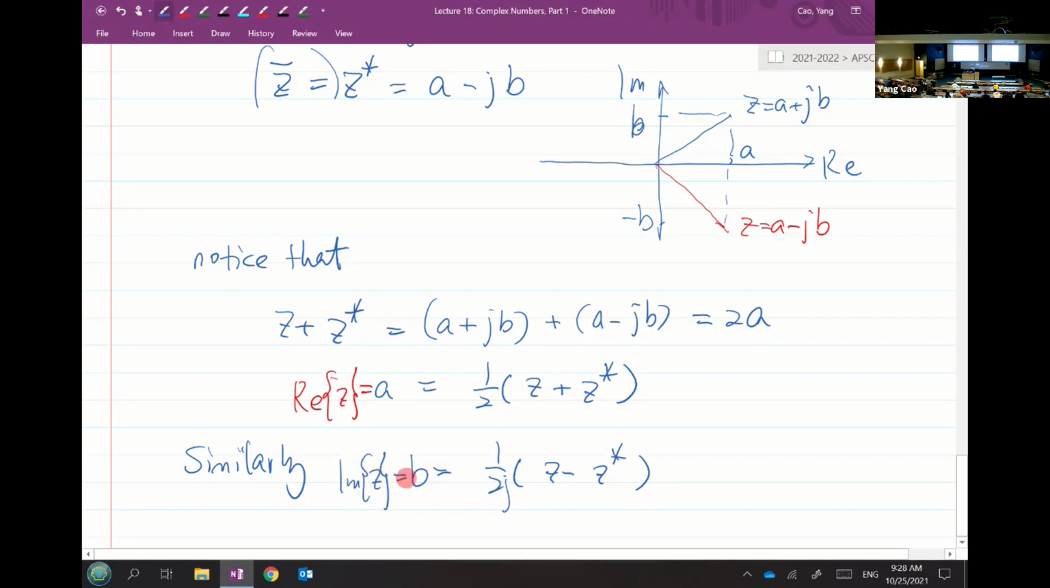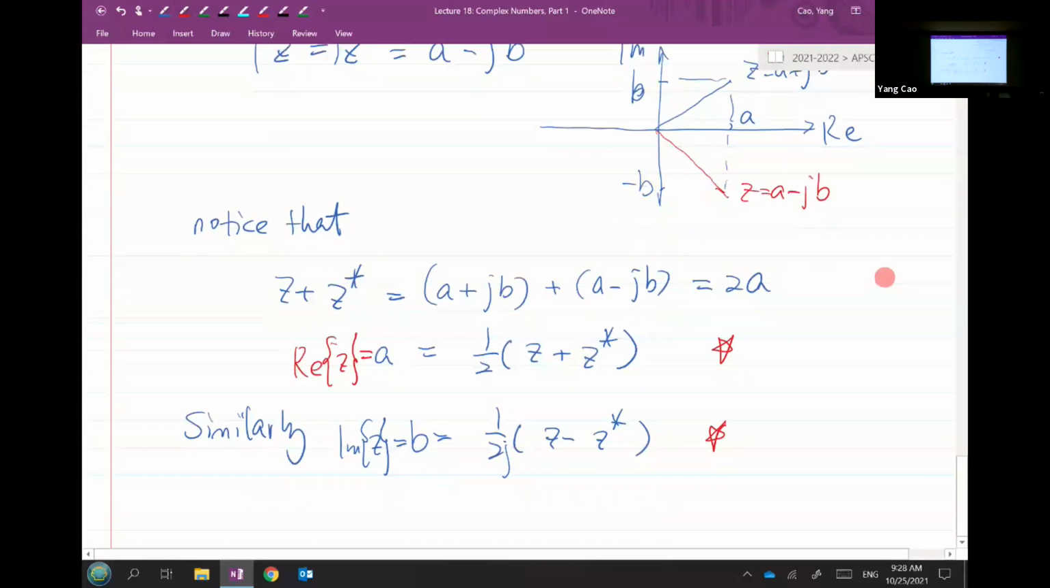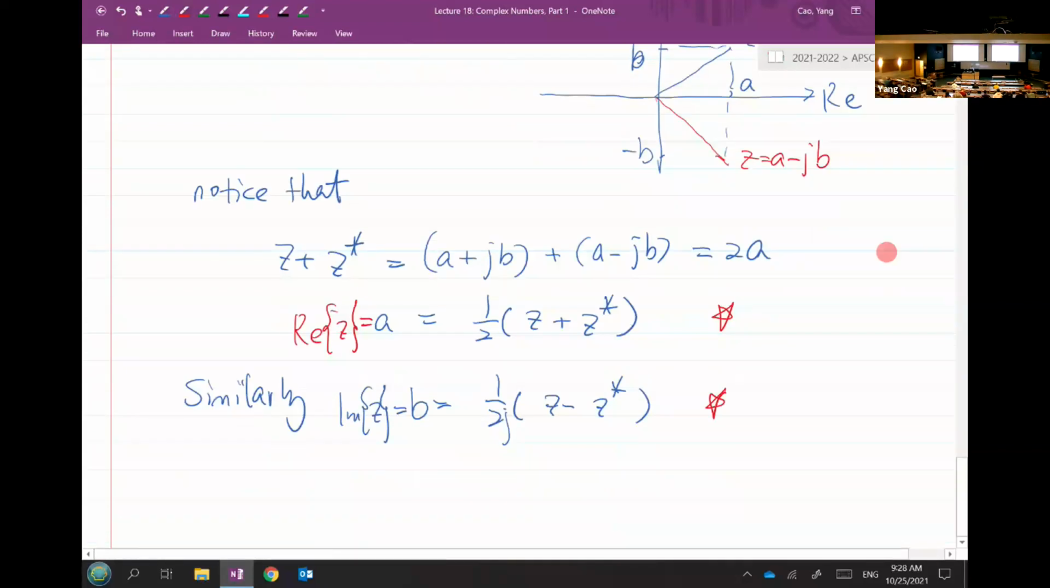These two operations we will make use of often when we try to prove some of the questions in the next step. So I want you to memorize these two as formulas. How do you get the real part? You can get it like this. How do you get the imaginary part? You can get it like that. So that's the conjugate of a complex number.